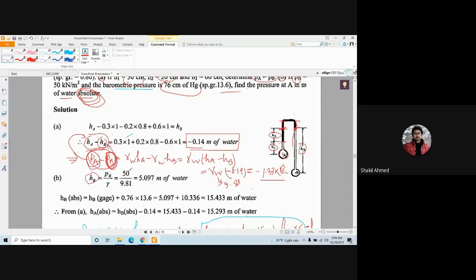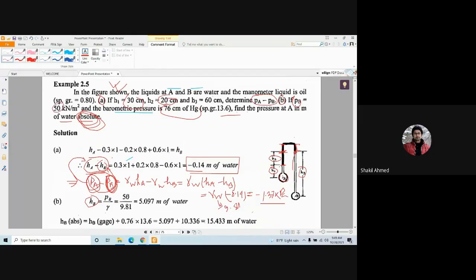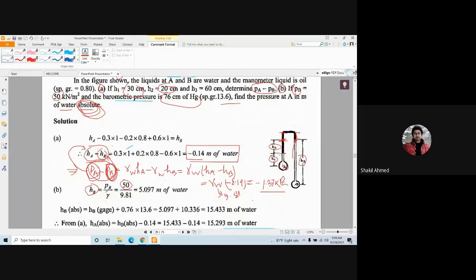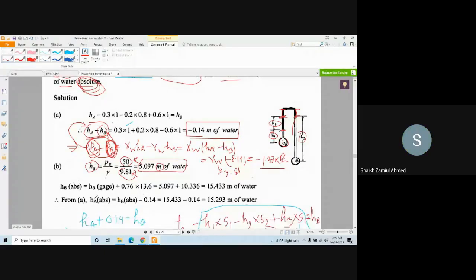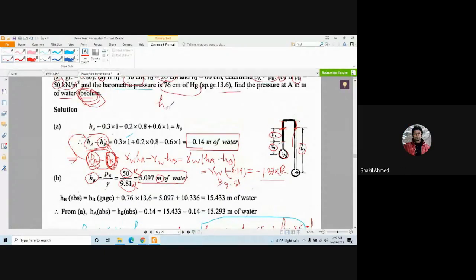So PB by gamma. PB is given, 50. So you just put 50 here. And then what is gamma? Gamma is 9.81. This is kilonewton per meter square, and this is kilonewton per meter cube. So kilo cancels out, you get a meter of water. Now this is gauge pressure, right? Yes, sir. Gauge pressure. Now absolute pressure is what? H absolute equals H gauge plus H atmospheric. The H gauge is this, 5.097.